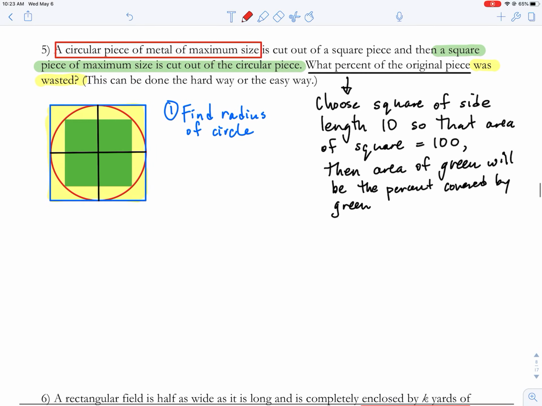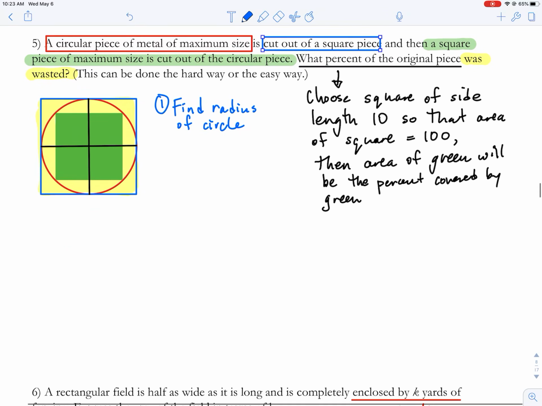Question 5. Yes, I know I've already drawn a lot because it would take me too long to do it while I'm talking. A circular piece of metal of maximum size is cut out of a square piece. The square piece I did as the first blue square, and then I did a red circle inside it. And then it said a square piece of maximum size is cut out of that circular piece. So that's that green square inside. So we had a square, we cut out a circle, and then we cut a square out of that circle.